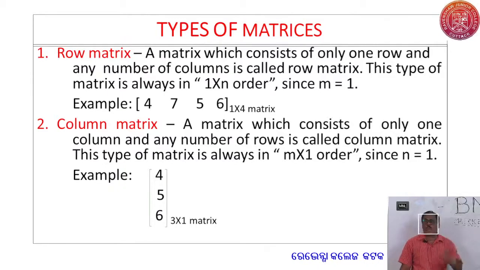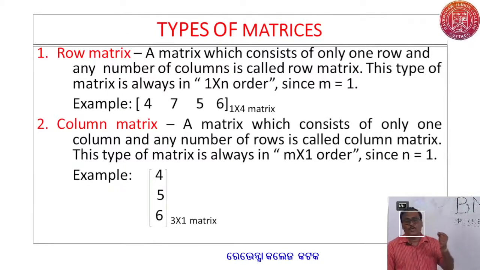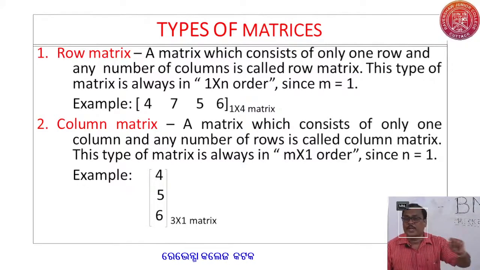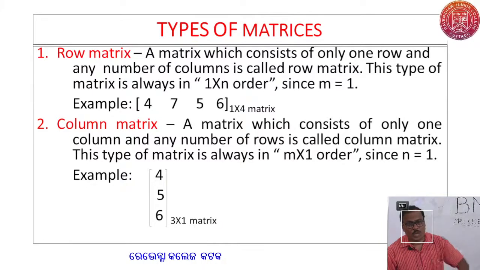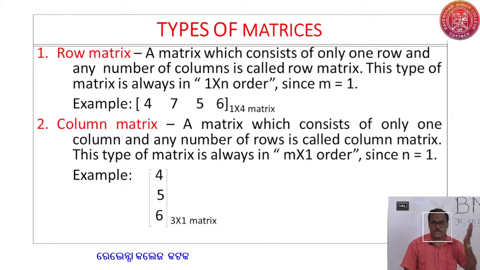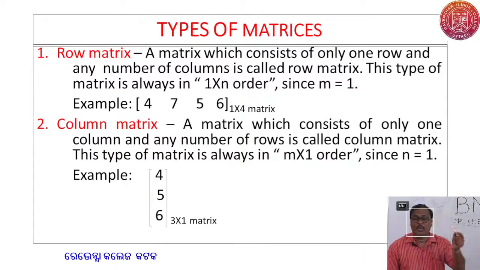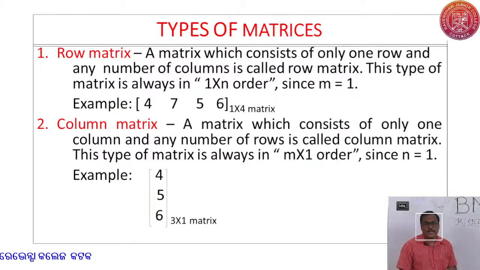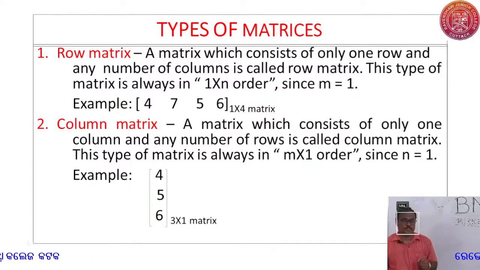Another type of matrix is the column matrix. In this column matrix, we find there is only one column, irrespective of the number of rows. The number of rows may be more, but n, the number of columns, must be 1. Due to this, it is called a column matrix.